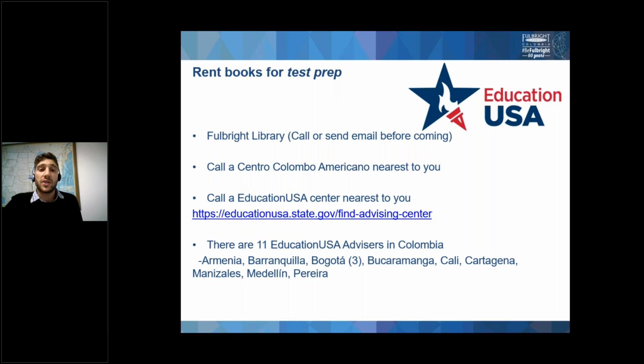Also, you can call a Centro Colombo Americano nearest to you. So there are Centro Colombo Americanos. Also, you have a link in your handout, but there is one in Armenia, Barranquilla. There are 3 in Bogota, Bucaramanga, Cali, Cartagena, Manizales, Medellin, and Pereira. And they all have libraries, resources. Education USA is a wonderful resource for you guys.